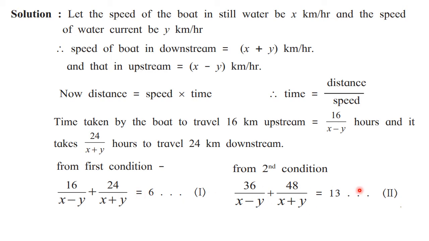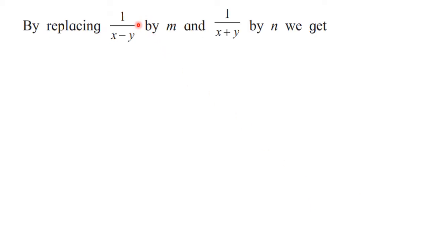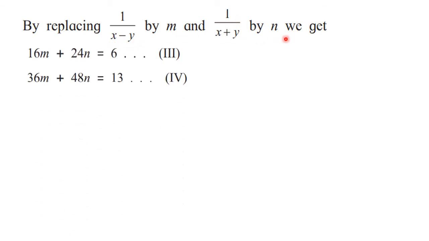These are similar types of equations, where we replace 1 upon x minus y by any other variable like m, and here n, or a and b, anything. So let us see further. Replacing 1 upon x minus y by m and 1 upon x plus y by n, you will get new equations: 16m plus 24n is equal to 6, equation number 3, and 36m plus 48n is equal to 13, equation number 4.